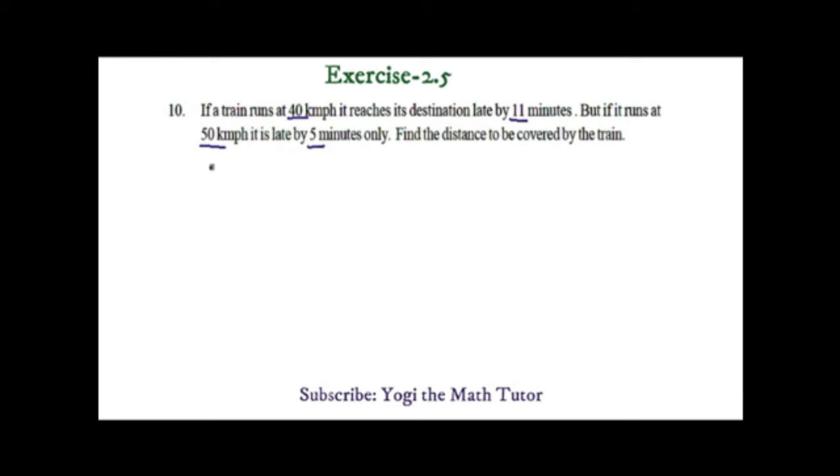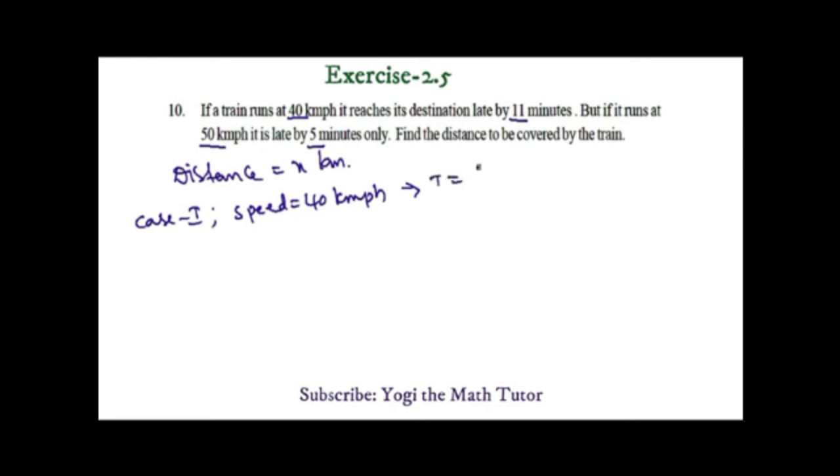So here we have two cases. In the first case, you should take the original distance as x kilometers. In case one, the given speed is 40 km per hour, and the train will reach the destination late by 11 minutes. So how do we calculate the time?